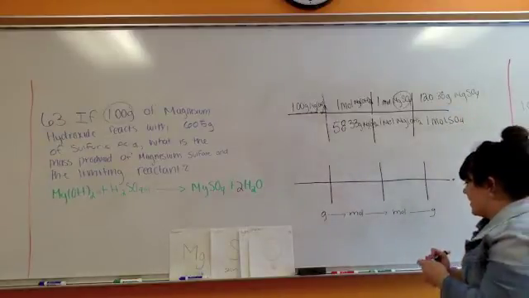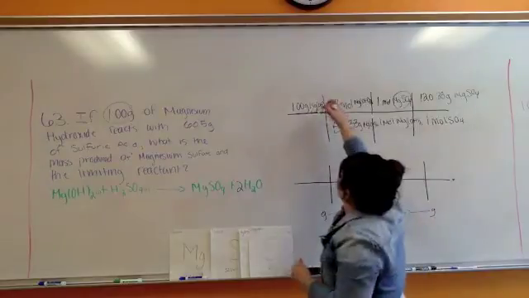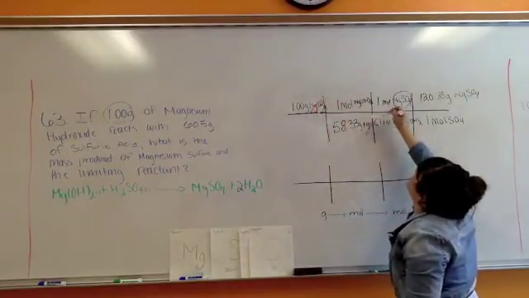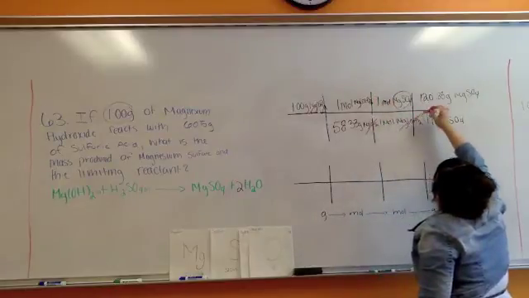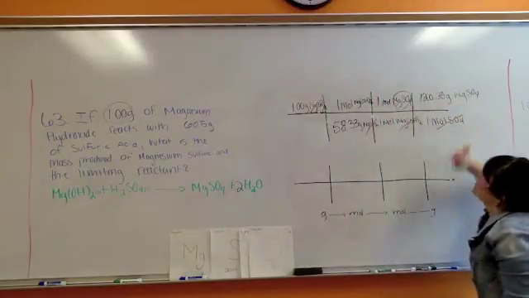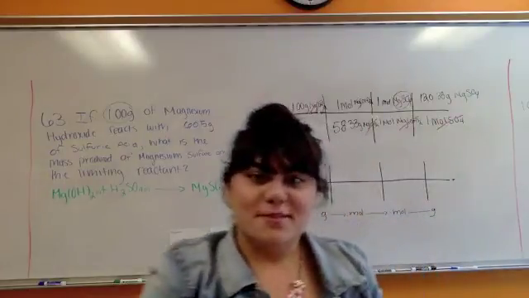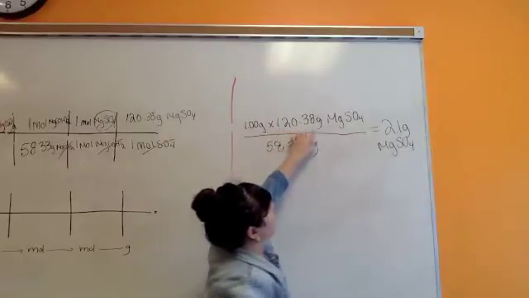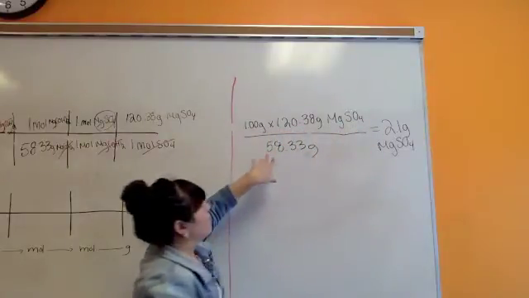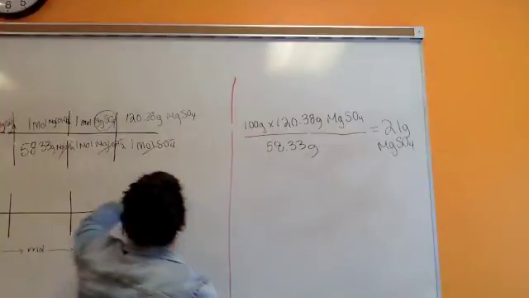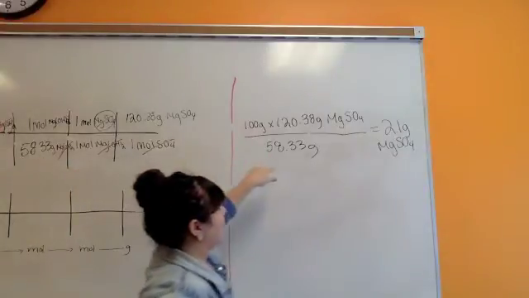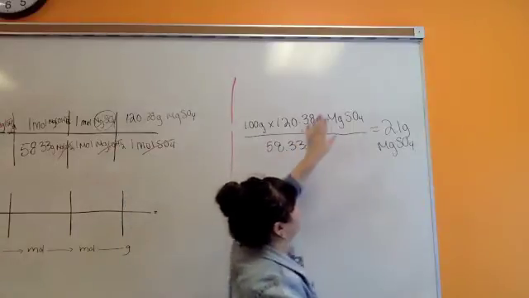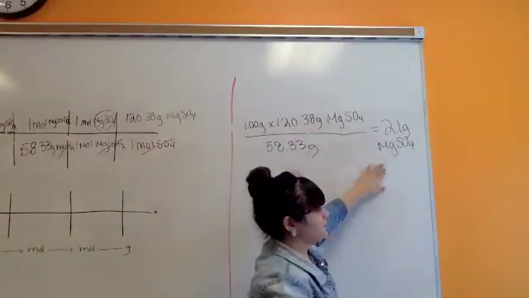And then you're going to cross cancel. So the magnesium hydroxide cancels down here, and then cancels up here. And then we'll do the calculations. We do 1 gram times 120.38 grams of magnesium sulfate over the molar mass of the magnesium hydroxide, 58.33 grams, and you multiply, and then you divide, and you get 2.1 grams of magnesium sulfate.